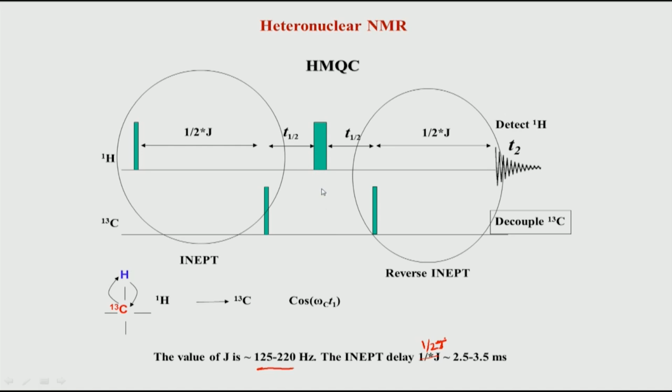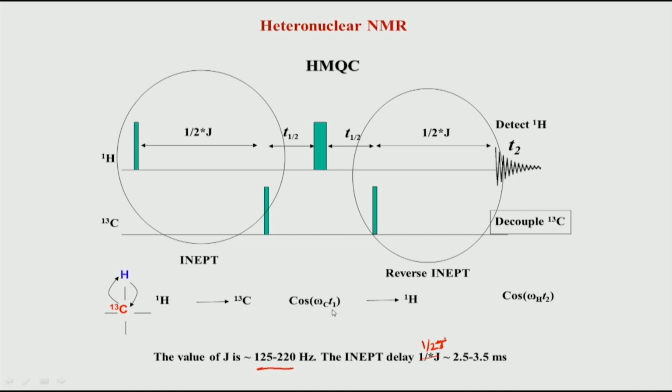That is achieved by applying this 180 at the center, and then we come back to the proton here by reverse INEPT, and whatever has come back we detect as the proton chemical shift during the t2 detection period. And here again we decouple protons from carbon, so there is no J coupling interaction between these two. So, this is very important.